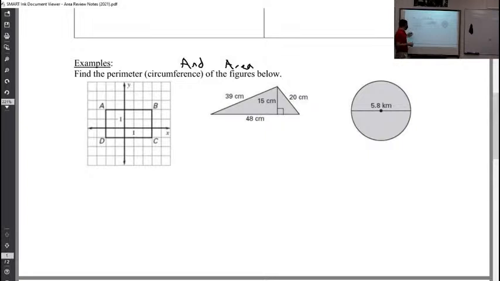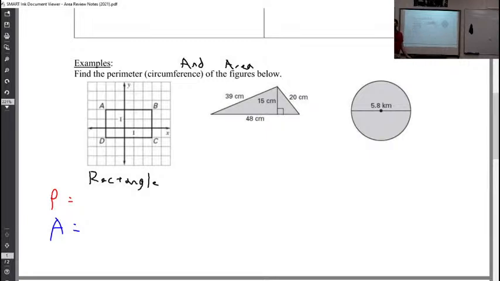And hopefully you picked this out as being a rectangle, because all of those angles were right angles, but the sides were not all the same. Perimeter, area. Here we go.